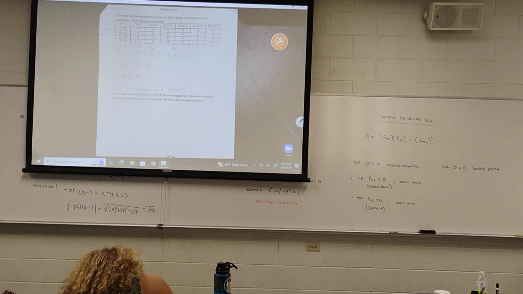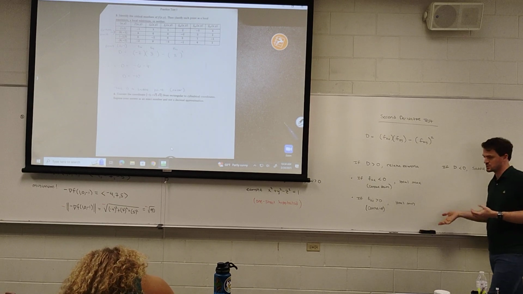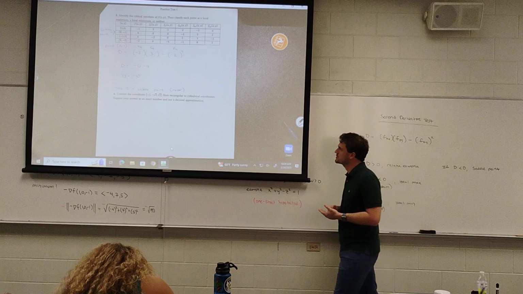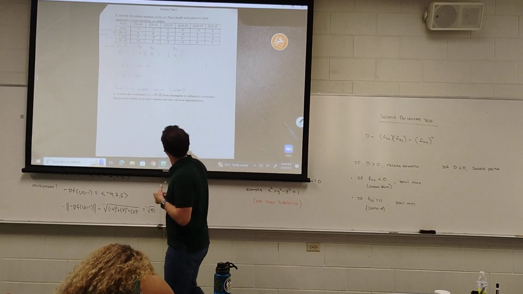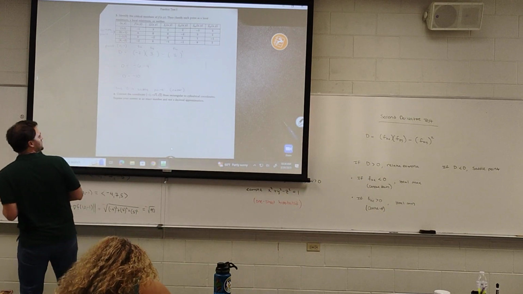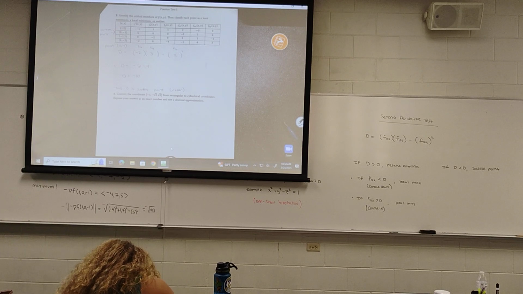Next one, number 4, still just comes from the reference sheet. I would just take 2 seconds, flip through your notes. It's asking me to convert a point from rectangular to cylindrical coordinates. So I'm just going to go through and find my reference sheet for cylindrical coordinates.